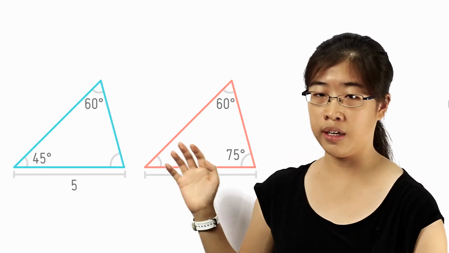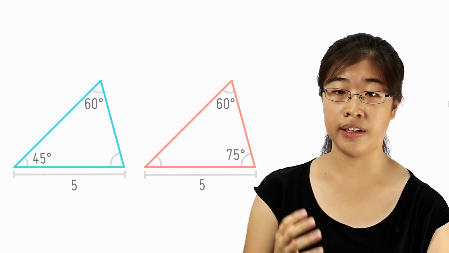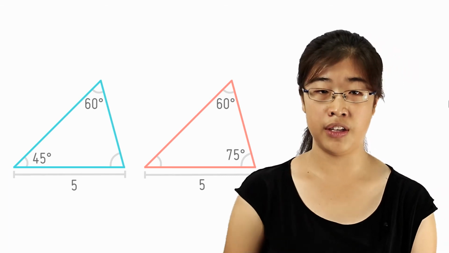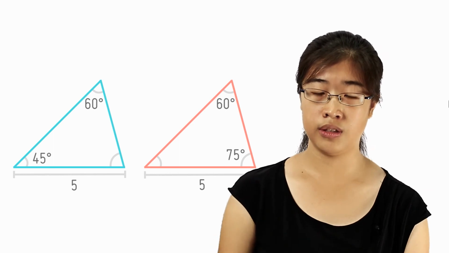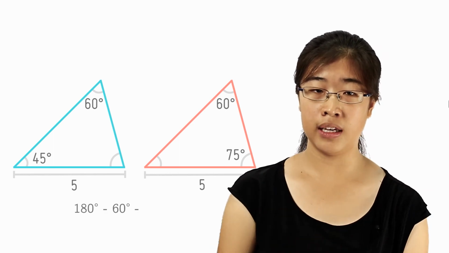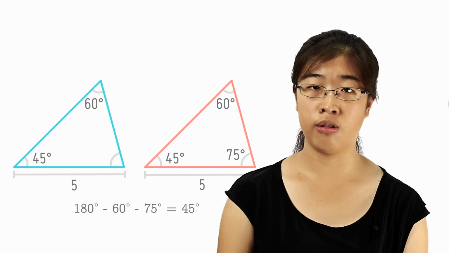Since we know two angles of the red triangle, we can find the third angle, which happens to be 75 degrees. Now, we know that these two triangles have two equal angles and one equal side. So by AAS, we know that they are congruent to one another.